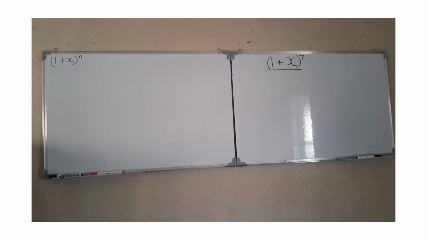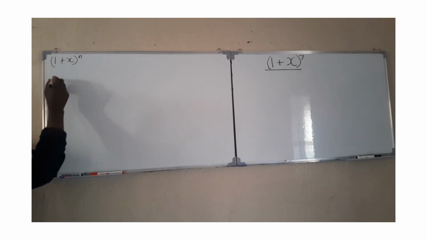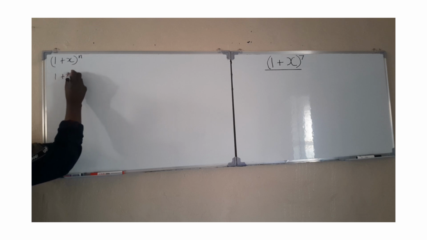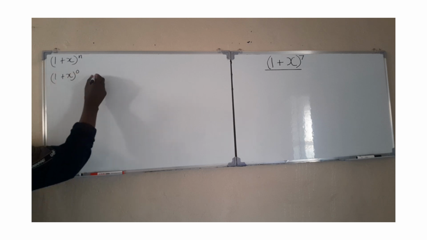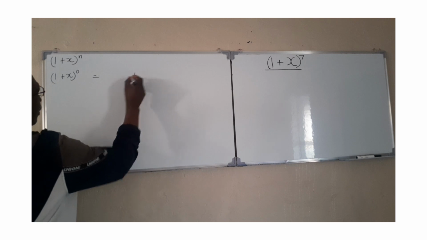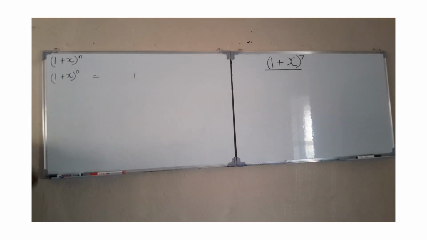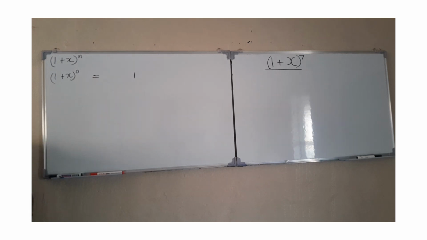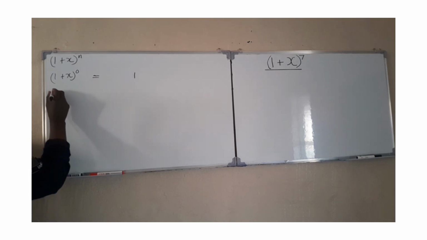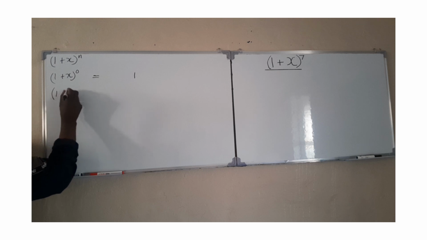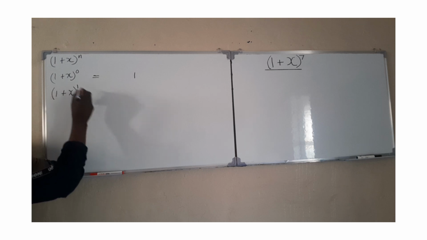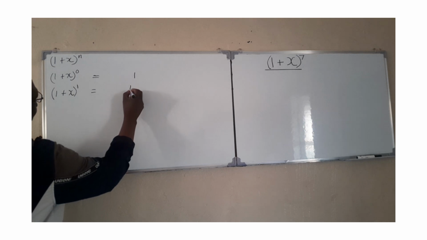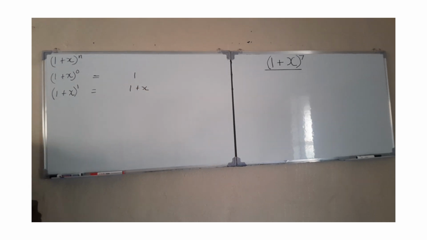Now, let's start with n is equal to 0. So we have 1 plus x to the power 0. We all know this should give us 1 because any number raised to the power 0 is 1. 1 million to the power 0 is 1. 1 billion raised to the power 0 is 1. Okay? Next, let's put n is equal to 1. So we have brackets 1 plus x to the power 1 is just the 1 plus x itself.